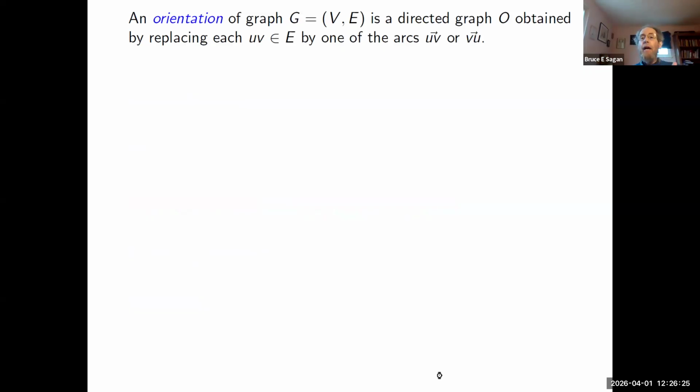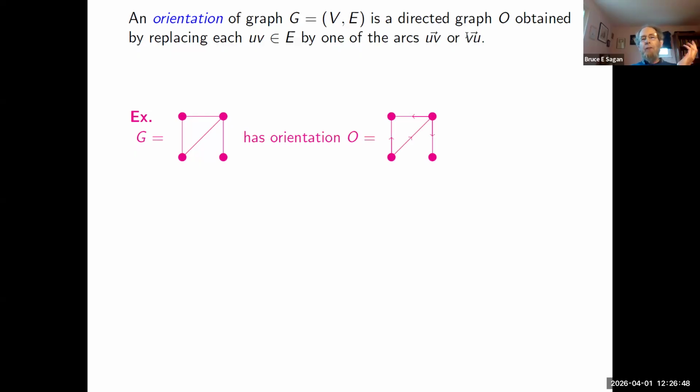So an orientation of a graph is a directed graph O, which means that each edge is replaced. Think of the edge as a two-way street. Each two-way street is replaced by a one-way street, either going from u to v or v to u, and I'll use this notation for the little arrow over it. For example, I'm sure you're surprised to see that as our example graph. If that's my graph, here's one orientation. Now, rather than an edge between the two top vertices, I'm only allowed to go from this vertex on the right to that vertex on the left, and so forth.